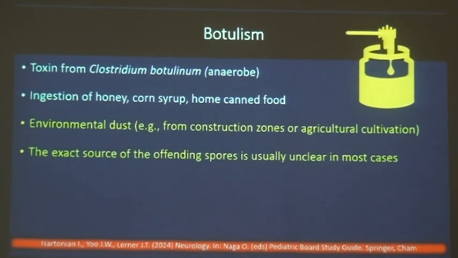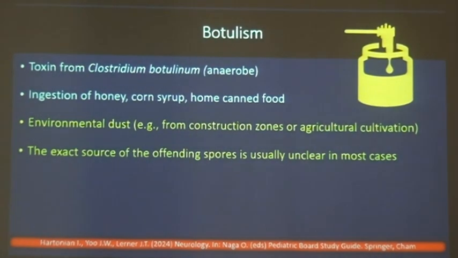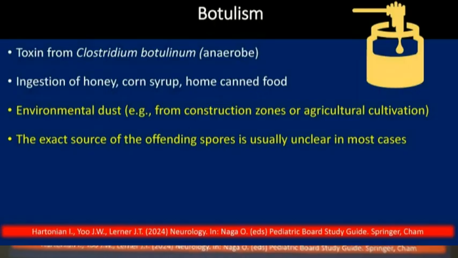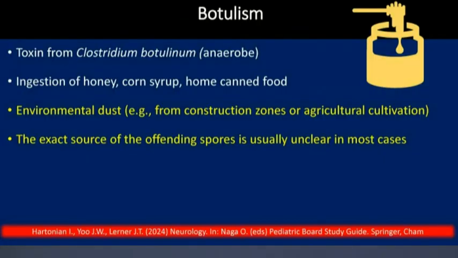This is the point of the question: in most cases you will not have a source in the history. So once you have the symptoms, regardless of whether there is exposure or not, whether they ate fesikh or not, as long as you have poor feeding, constipation, then weak cry, progressively becoming weak, hypotonia, this is botulism in an infant.